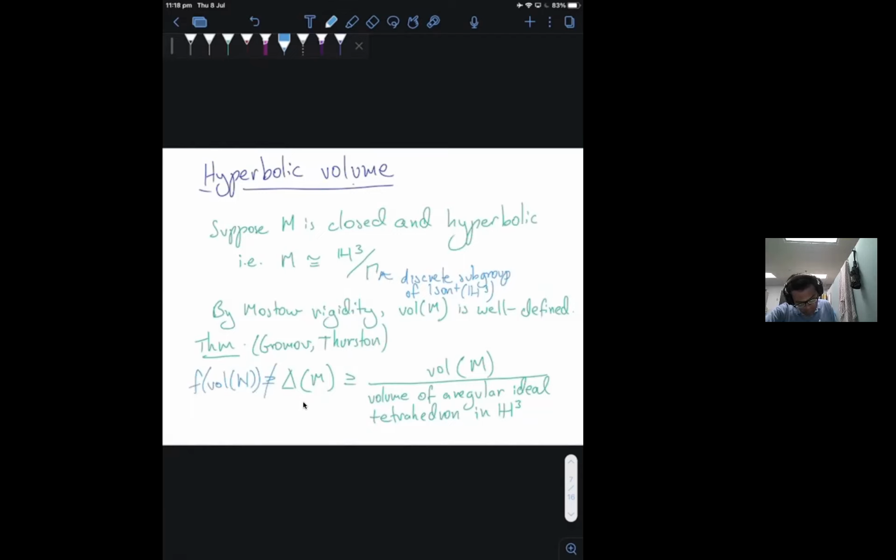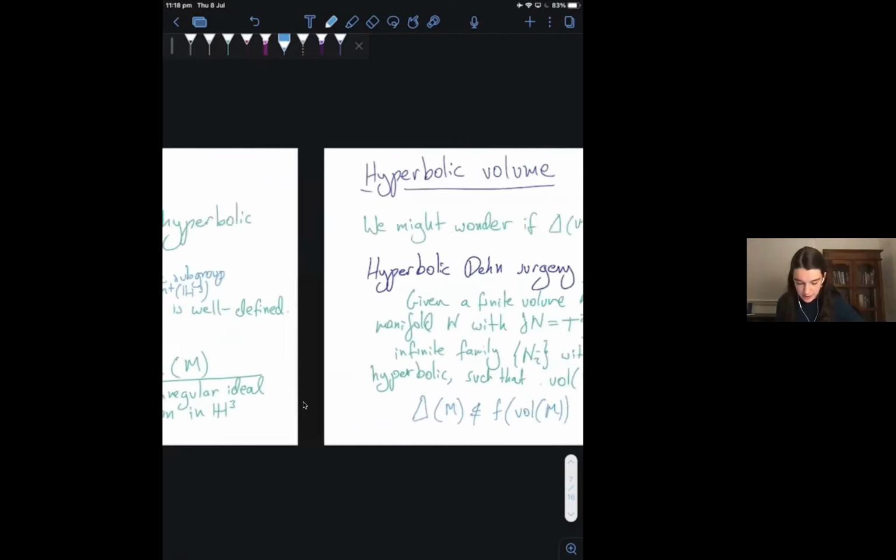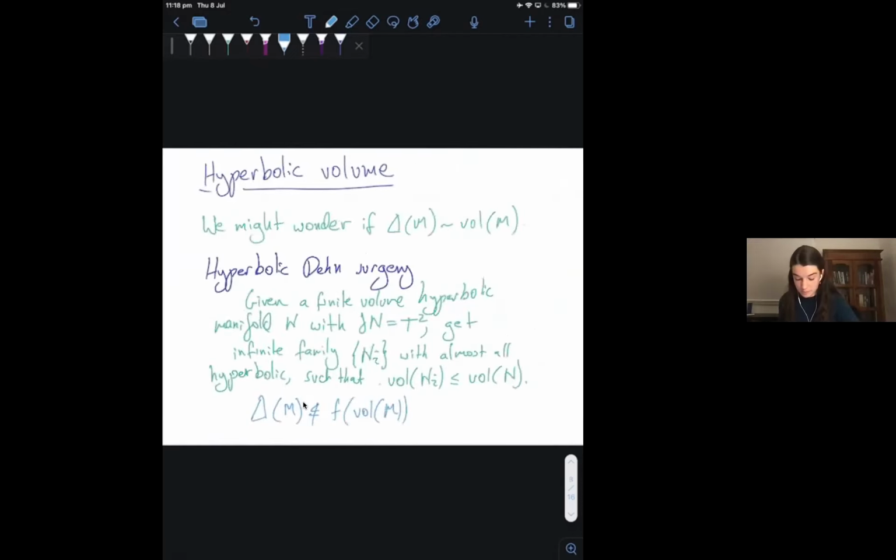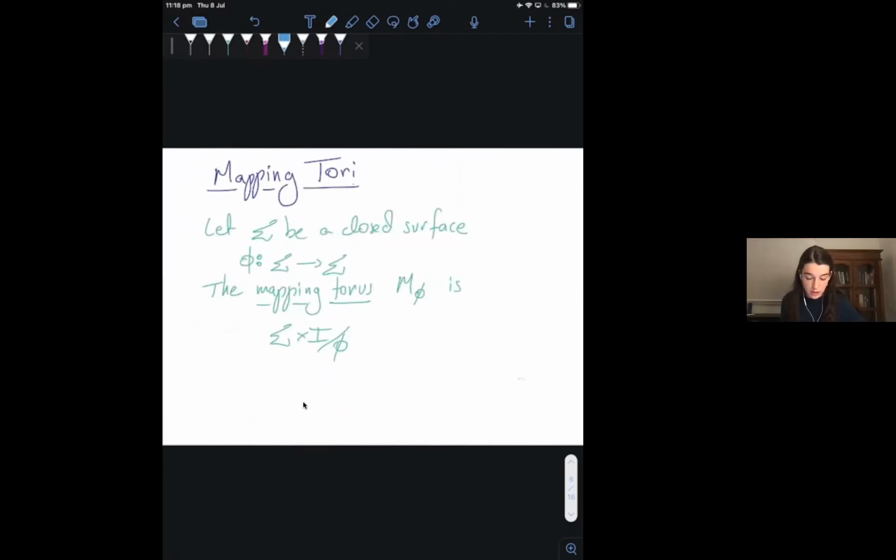Nope. Okay. Well then, let's chat about mapping tori, shall we? So, what is a mapping torus? If I've got a closed surface and I've got a mapping class, so a homeomorphism from that surface to itself, then my mapping torus is what happens when I take my surface, I thicken it up, and I glue that together. So I like to draw this picture.